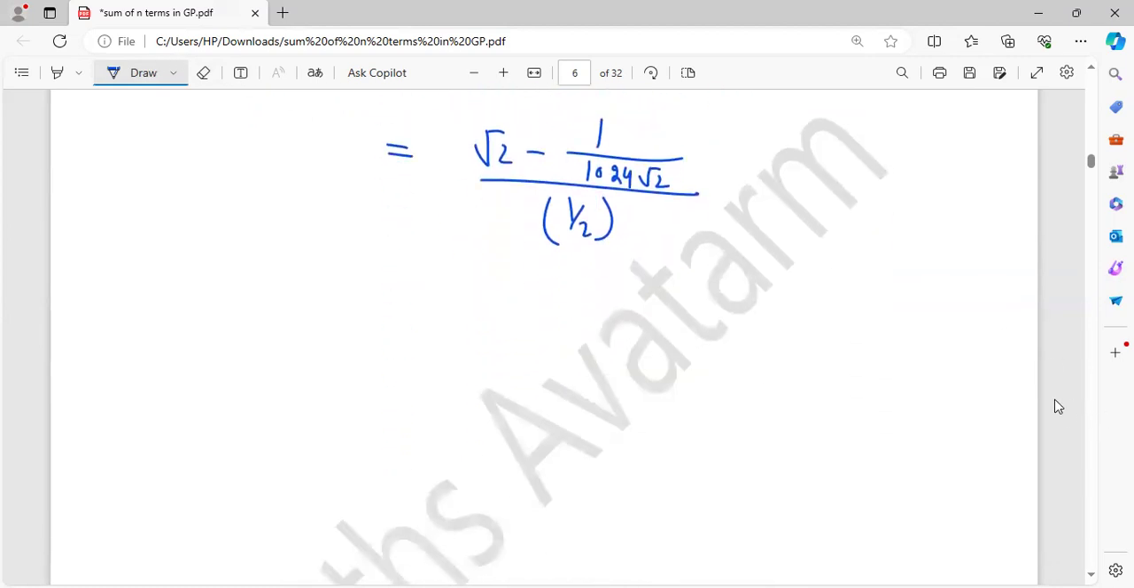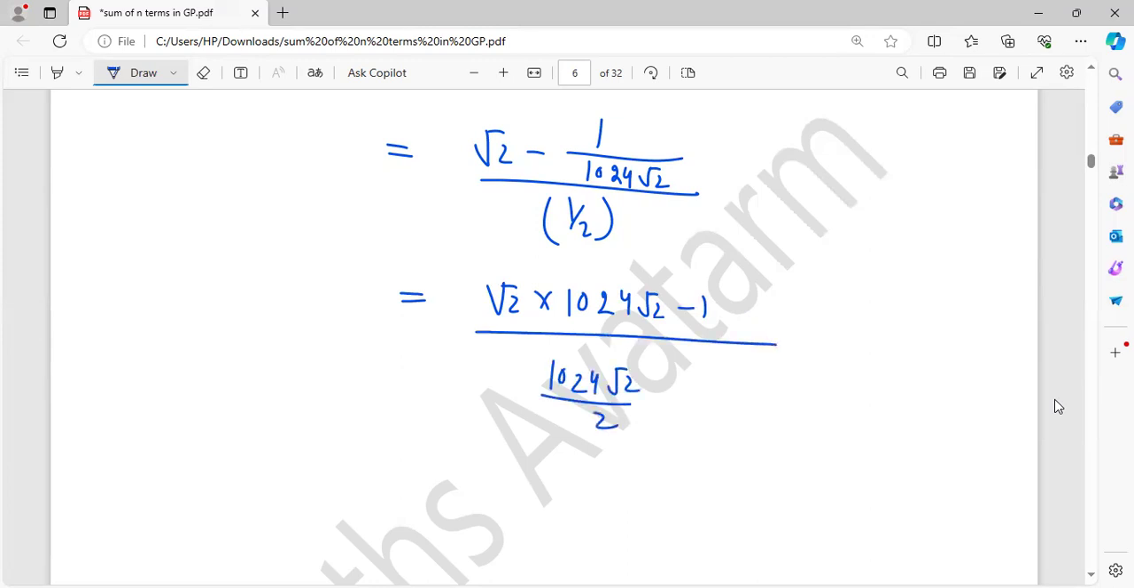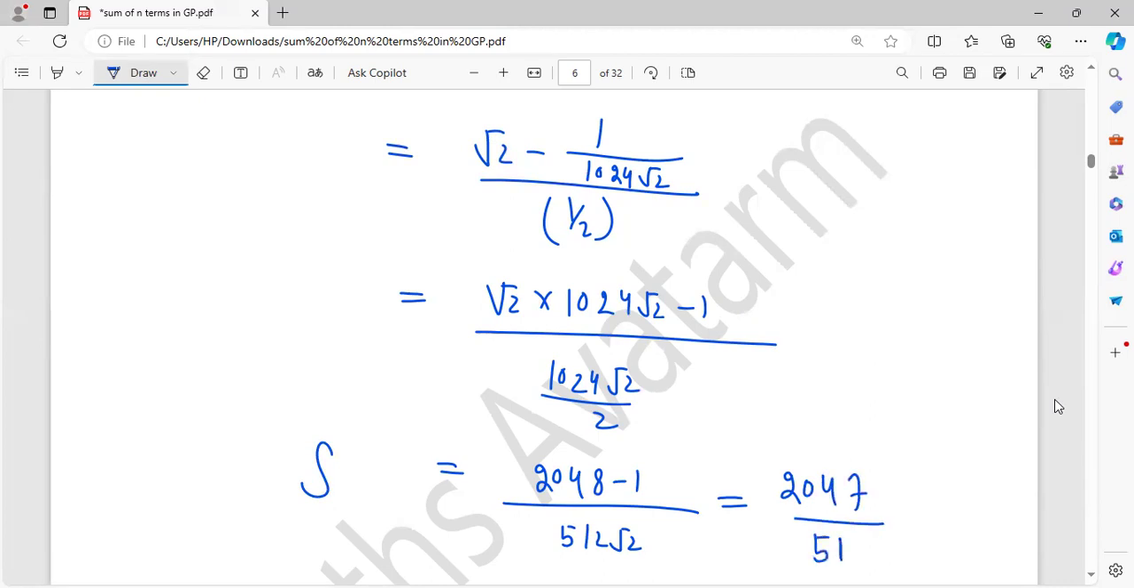So after solving, what you will get? You will get, to take this under root 2 into 1024 under root 2 minus 1 upon 512 under root 2 upon. So what you will get? 2048 minus 1 upon 512 under root 2. So after solving it, what you will get? 2047 upon. So this is the answer.